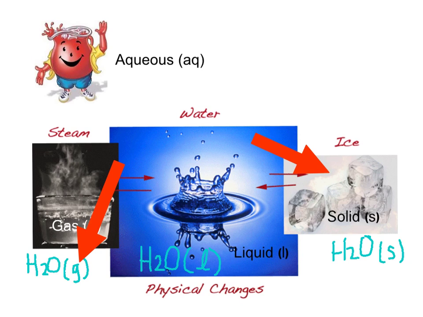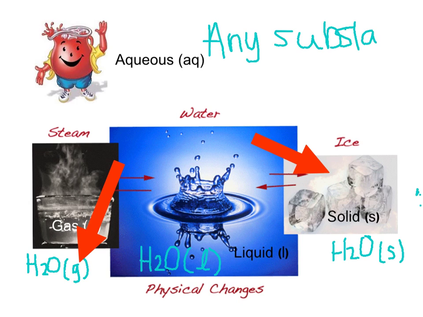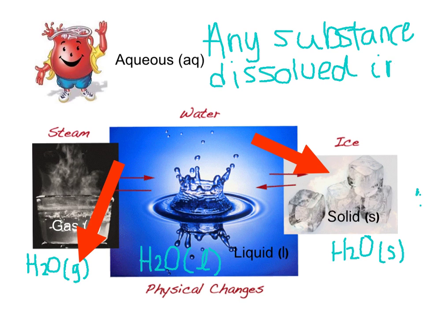Aqueous is when we define something as, we could say, any substance dissolved in water. I gave you the example of the Kool-Aid Man because it's a sugar packet and dyes dissolved in water. It does not have to be a colored liquid. It could be a clear and colorless liquid. Most things that we will be using in lab, anytime that we see a liquid, as long as it's not pure water, it'll be called aqueous, aq, meaning dissolved in water.